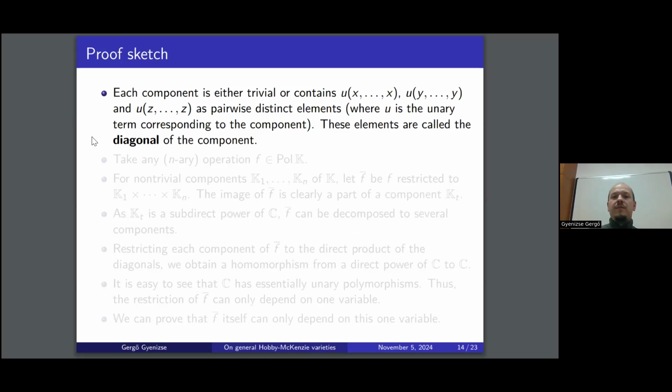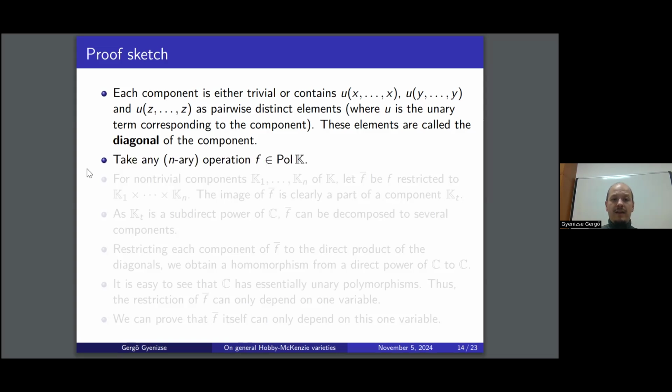You can get the components. Each component corresponds to a unary term, and in each component, if you use that unary term, then U X X X, U Y Y Y, U Z Z Z are ternary terms, which may be different or non-different. So if they are the same, then it's not hard to prove that the component is trivial. If two of them are distinct, then they are pairwise distinct, and they form a subgraph again isomorphic to C. This will be the diagonal of that component.